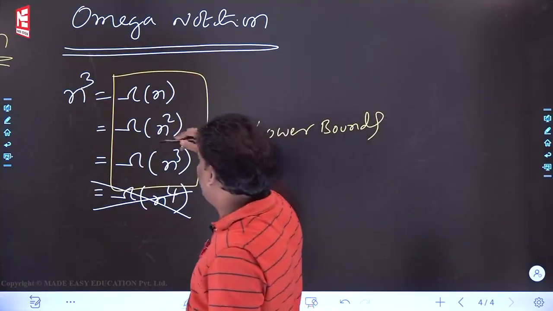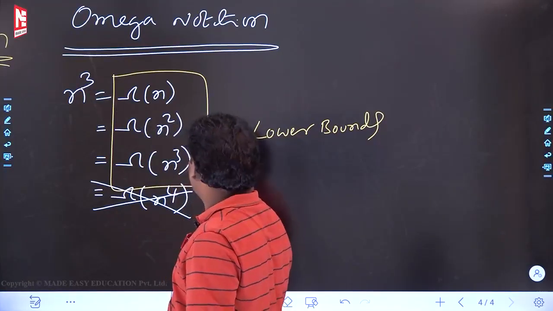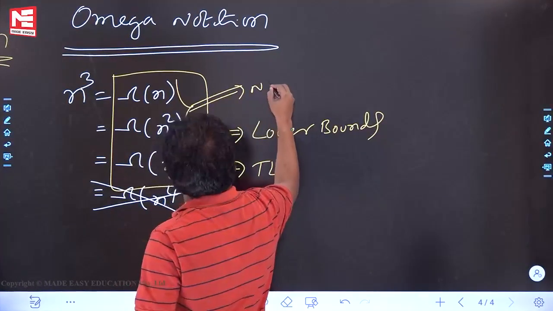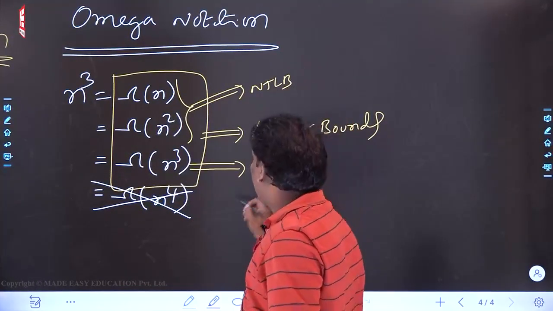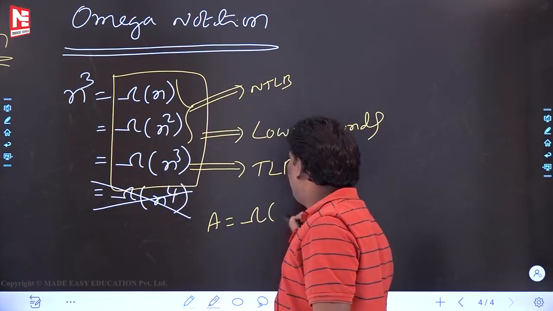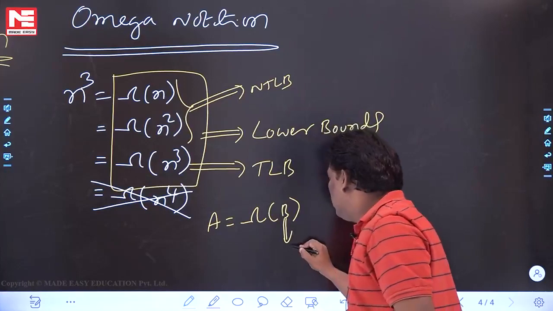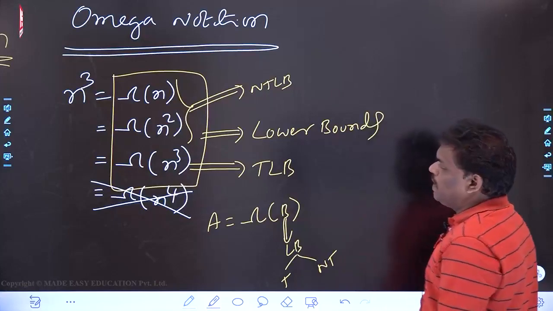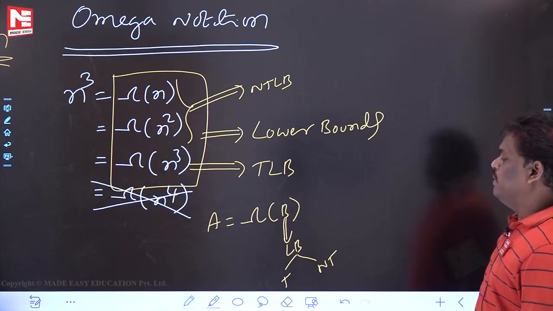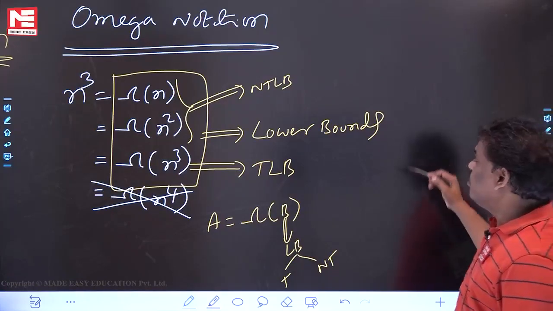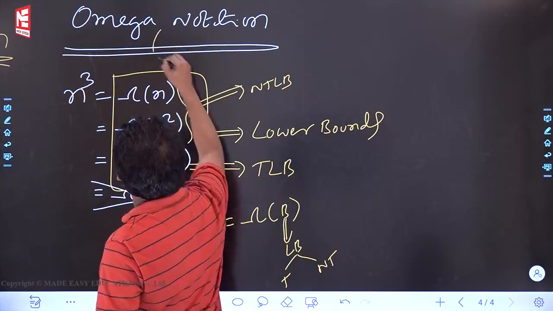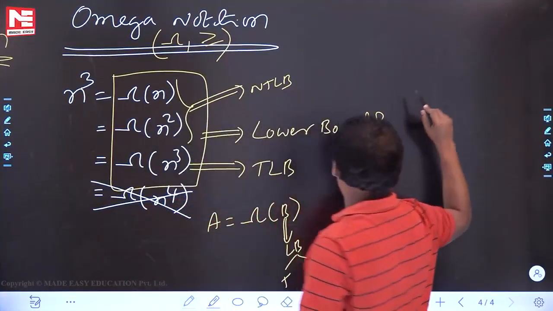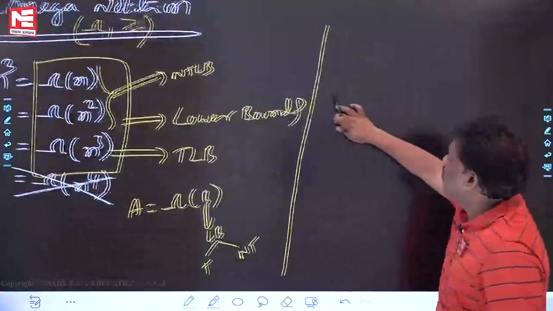Next one, among all these lower bounds, the one which is equal to the actual answer is called the tightest lower bound. These two are called not tightest lower bounds. Conclusion. What is the conclusion? A is omega of B. What is the meaning of B? B is a lower bound, which may be tight, may not be tight. In omega notation, right hand side, a lower bound will be there, which may be tight, may not be tight. What is the reason? Omega is a symbol, and the operator is greater than or equal.